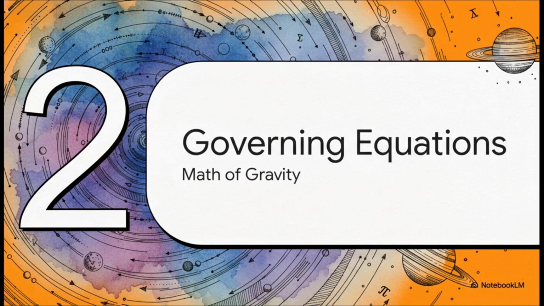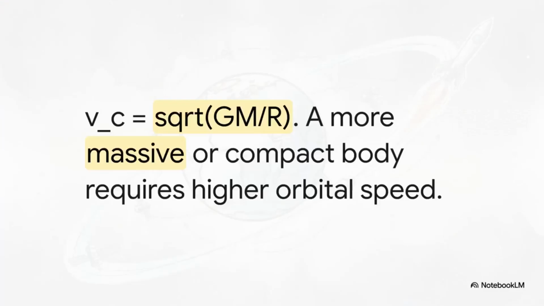Okay, now we will examine the mathematical formalisms that describe these physical concepts. This is the mathematics of gravitational fields. The formula for circular velocity is a function of three variables: the gravitational constant G, the mass of the central body M, and the body's radius R. As you can see, a more massive or more compact body requires a higher circular velocity.